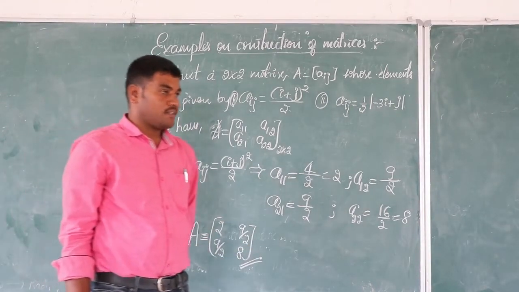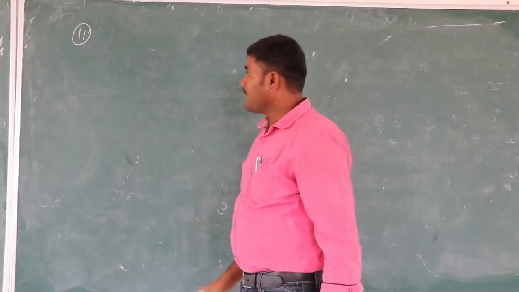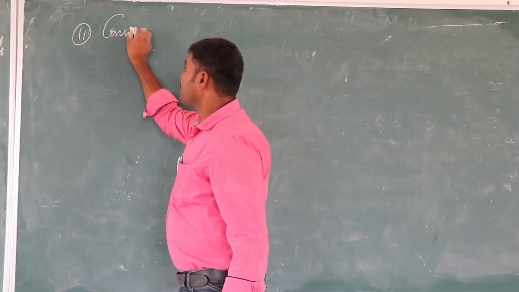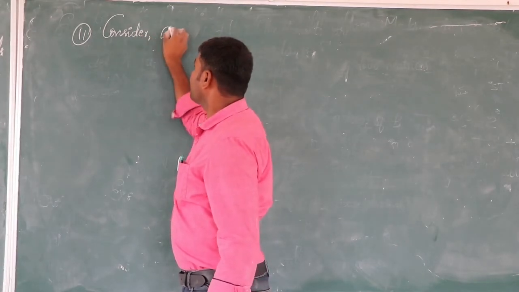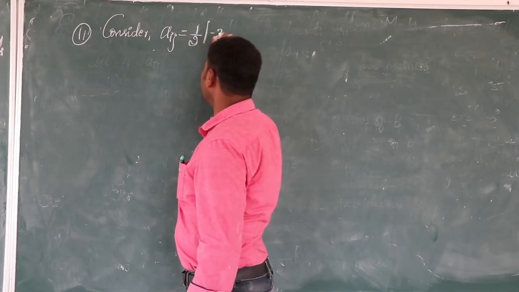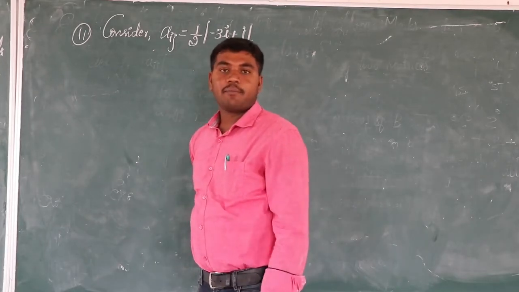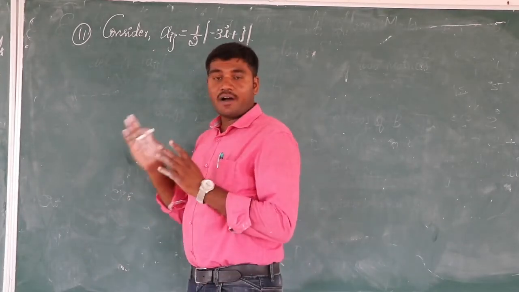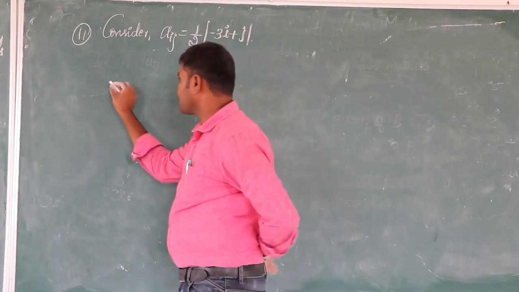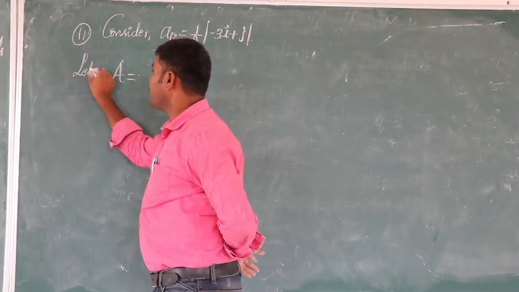Similarly, one more example. The second example: the elements of the matrix aij are defined as aij = 1/2 |−3i + j|. Here also we have to consider the general matrix of order 2 by 2.